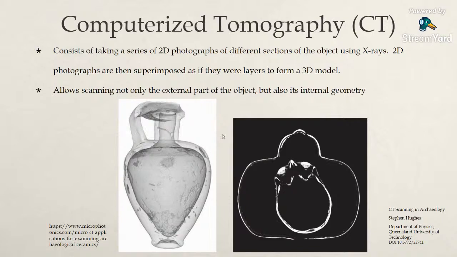So CT scanning is a bit different from laser and structured light because it consists of taking a series of 2D photos using X-rays, which are then superimposed to form a 3D model. And CT scanning is able to scan not only the external part of an object, but also its internal surface, making it a very popular option for seeing inside certain archaeological material non-invasively.